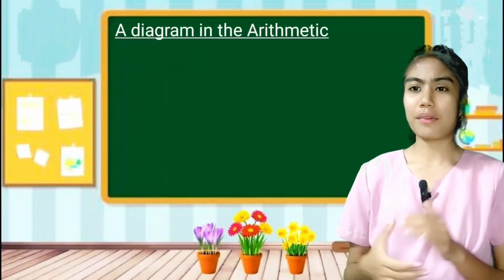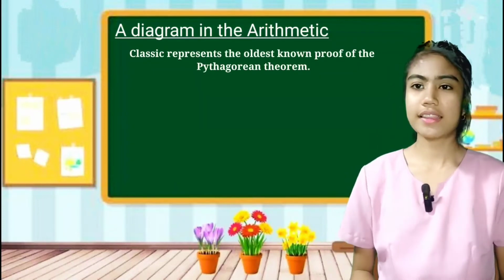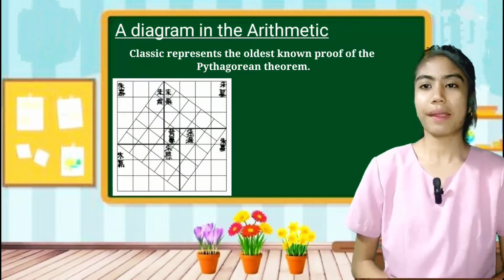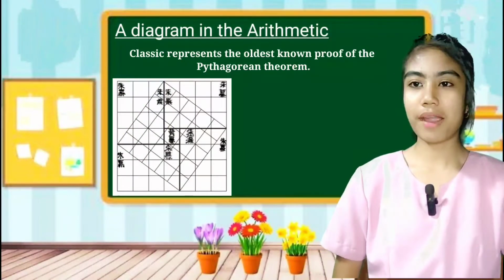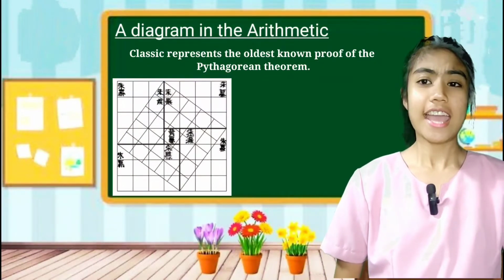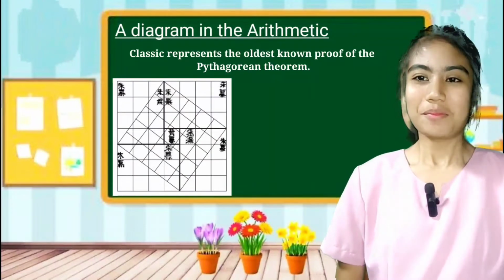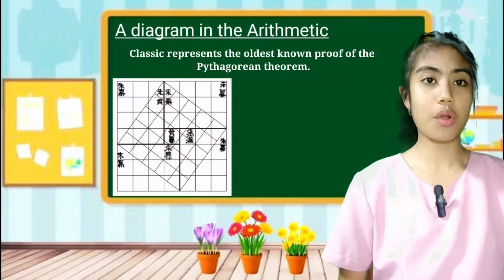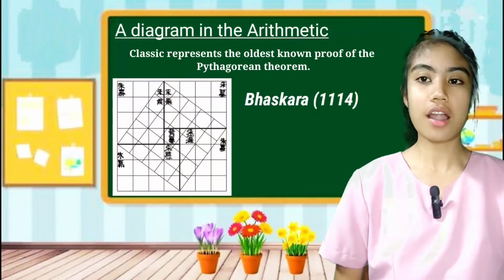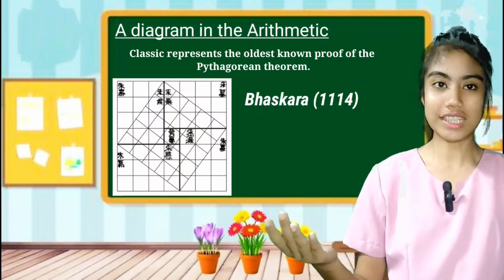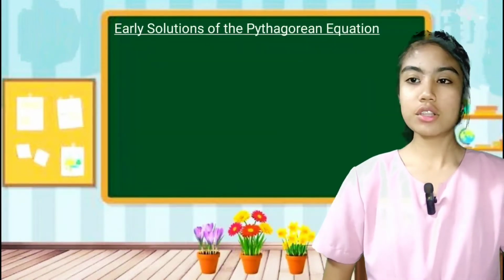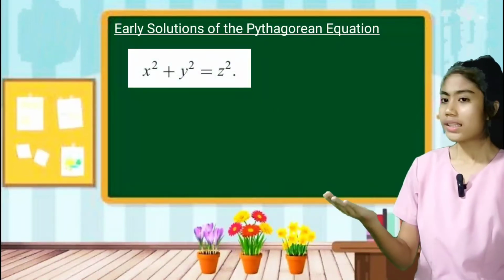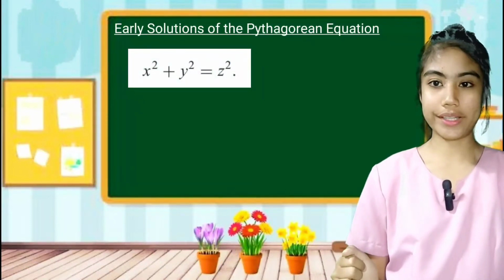A diagram in the arithmetic classic represents the oldest known proof of the Pythagorean theorem. The proof, inspired by the figure, was much admired for its simple elegance, and it later found its way into the Bija-Ganita, or root calculations, of the Hindu mathematician Bhaskara, born in 1114. Early solutions of the Pythagorean equation: x squared plus y squared equals z squared.